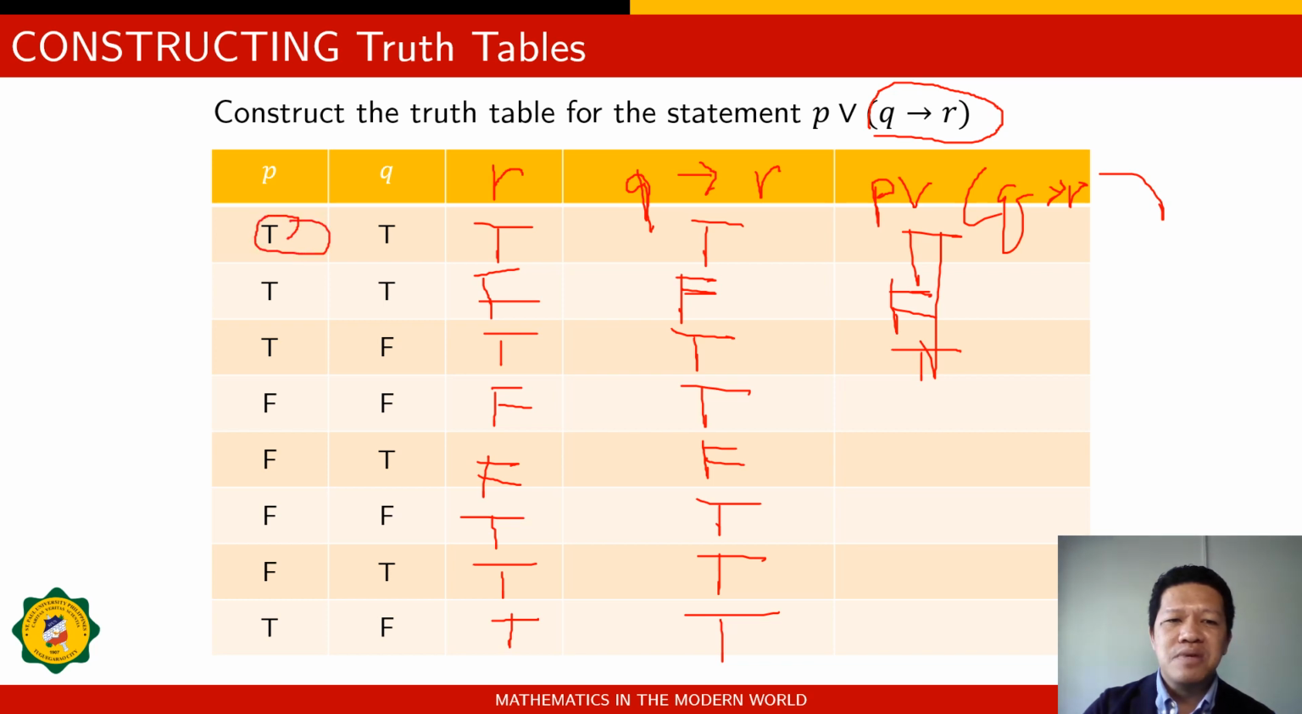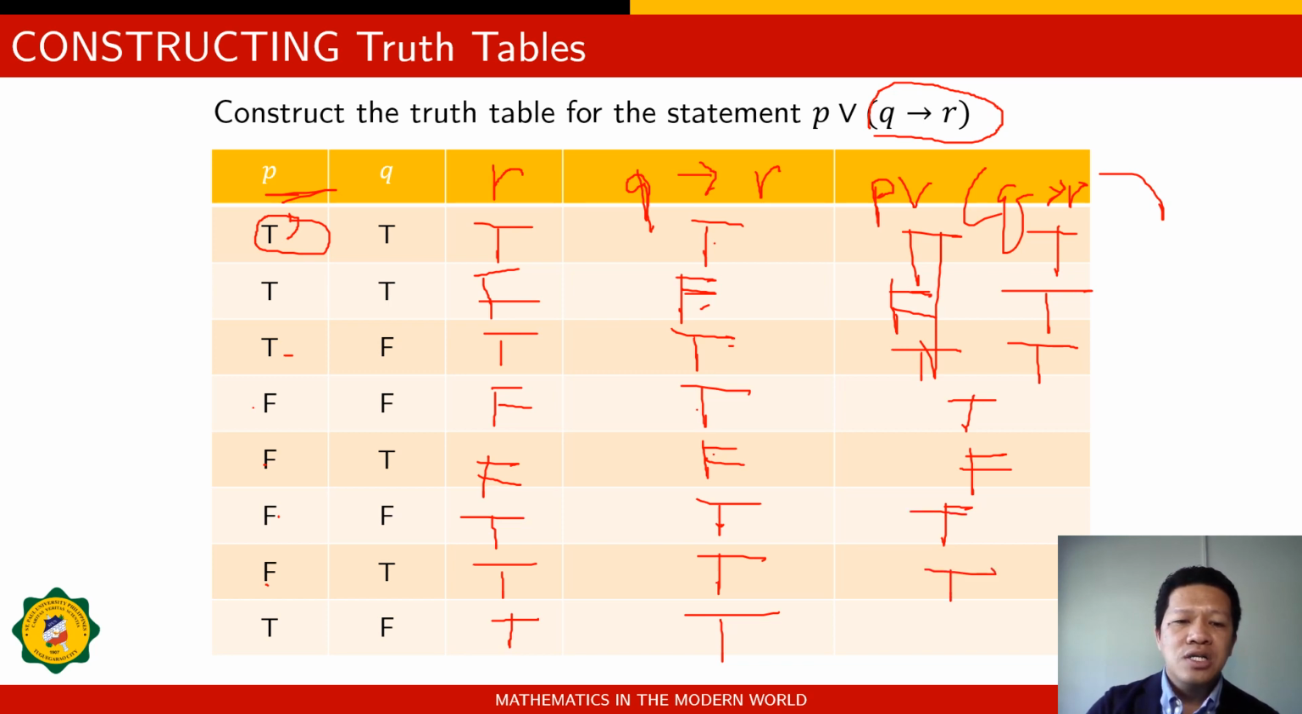We need to use this P here. So true or true, that's actually true. True or false, that's actually true. True or true, that's true. And then we have here false or true, that's actually true. False or false, that's actually false. And then we have false or true, that's true. False or true, that's actually true. And then we have true or true, that's actually true.